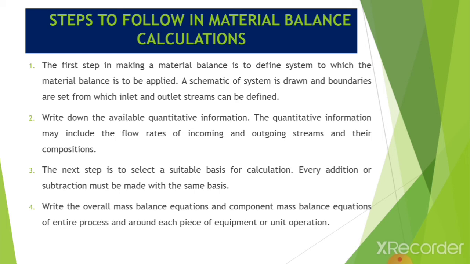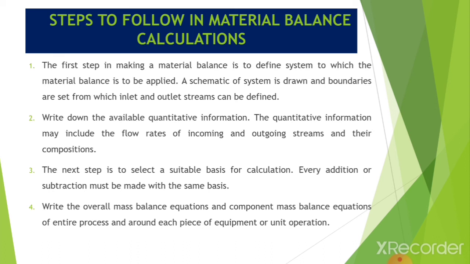So in this way we have to define a system. Then we have to draw schematic of the system, and boundaries are set from which inlet and outlet streams can be identified or defined. Write down the next step. Our second step is to write down the available quantitative information. Whatever the information is given in that particular numerical or process, all the quantitative information we have to write down in the schematic drawn in the first step. The quantitative information may include the flow rate of incoming and outgoing streams and their compositions.